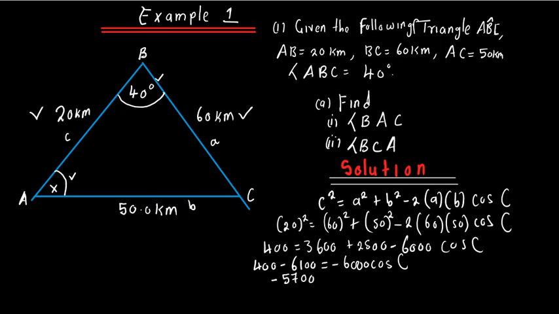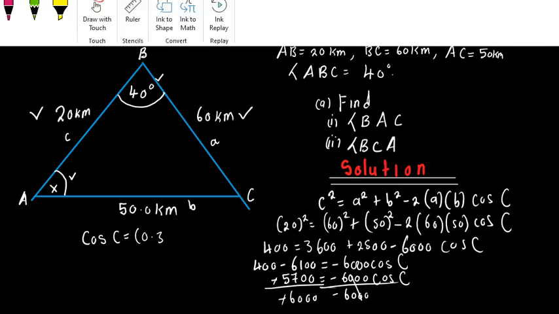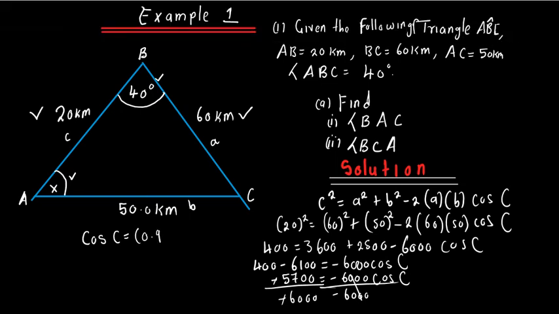Now look at this, 400 minus 6,100, we are getting negative 5,700, equal to negative 6,000 cosine C. So this is going to be over 6,000, over 6,000. If you cancel this, you are going to get cosine C equal to, and of course this negative and this negative will cancel, so this will be divided by 6,000. We are going to get positive 0.95.